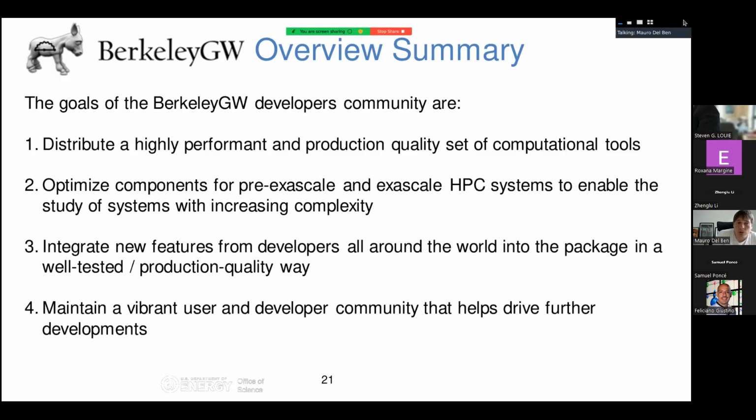In order to do so, we optimize our components on pre-exascale and exascale HPC systems, but at the same time, we are looking into making these components available also to situations where HPC facilities are not actually available, and I'm going to have a couple of slides on that. Of course, we are always looking to integrate new features and developments from anybody that wants to contribute to our software package, and we like to keep a close connection with our developer and user community.